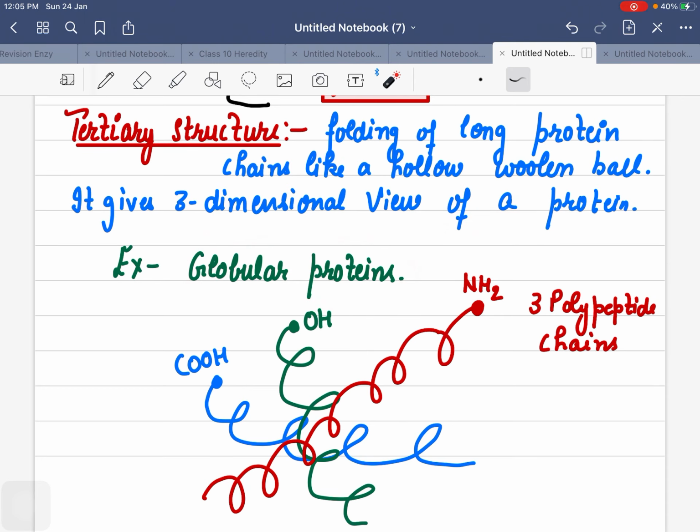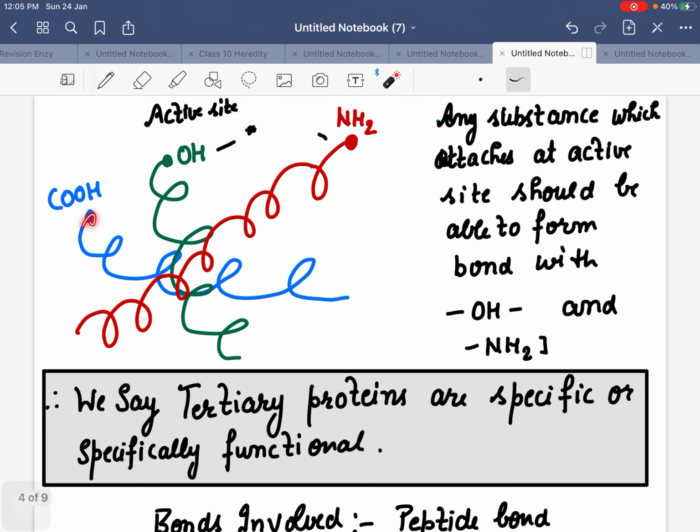These show which kind of structure? Tertiary structure. Now here you can see that I have made 3 polypeptide chains: blue color, green color, red color. This end is the N terminal. Here is the second polypeptide chain, and here the end is the OH group, the C terminal basically. Now suppose this is the active site of this protein. When any substrate has to bind here, then the one which can form a bond with this OH and NH2 is going to bind. Any structure which cannot form a bond with NH2 and OH will not bind here.